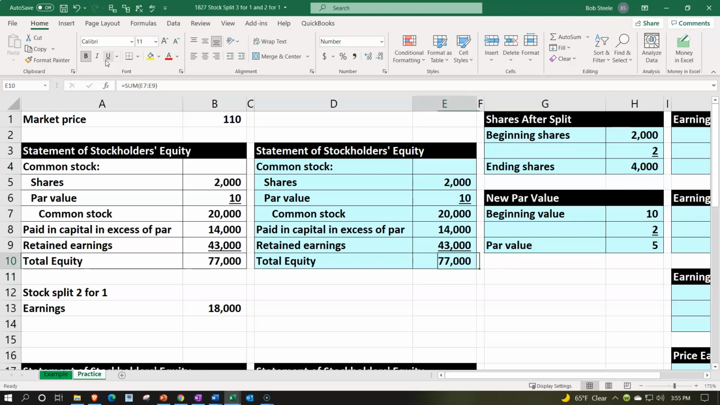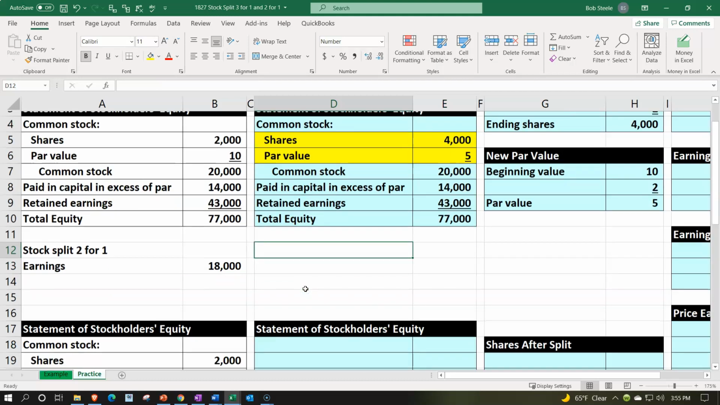So if we then change these two numbers, of course, all that changes, the ending number is going to remain the same. We're going to say that we now have the 4,000 shares and they have a par value of 5. 4,000 shares, par value of 5. These are the two items that have changed. Note that the bottom line number remains the same at the 77,000.